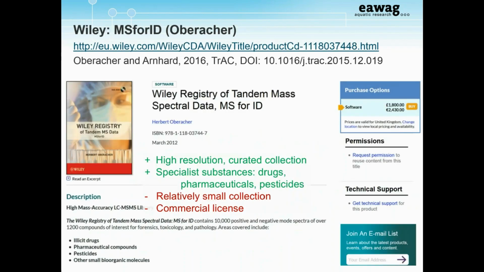The MS4ID is a small MS collection from Wiley. They actually have several others, but this is perhaps the most relevant. This is a high-resolution curated collection of forensic toxicology. So this is drugs, pharmaceuticals, and pesticides. You can purchase this, but it's a relatively small collection. If these are exactly the substances you're looking for, this is probably a great idea to go for. I don't actually have access to this data either.